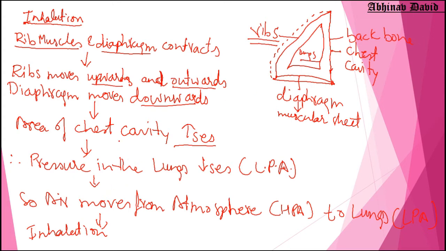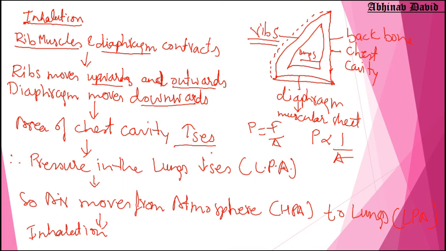The pressure now, as it is an air-sealed cavity, the pressure in the lungs decreases. Now why? You have already learned that pressure is equal to force upon area. So pressure is inversely proportional to area. Okay. So when the area is increased, pressure decreases. So the area of the chest cavity increases, pressure in the lungs decreases.